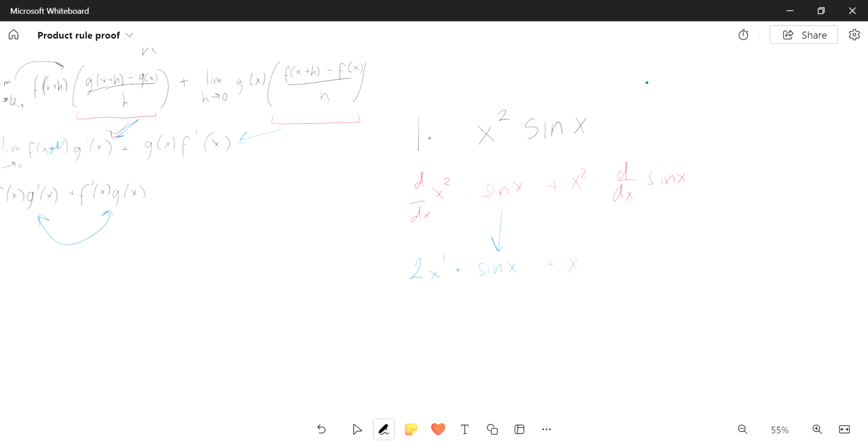And also like in previous videos, sine x is a function you can find the derivative of, and that becomes cosine x. And so 2 times x to the power of 1 just becomes 2x. And from here, you could factor out an x, and you get x times (2 sine x plus x cosine x).